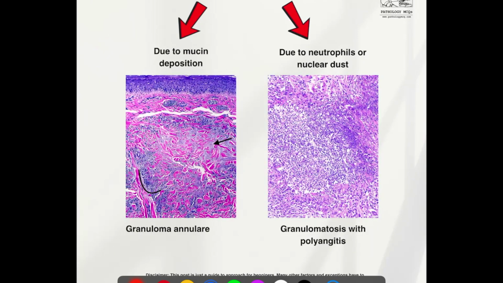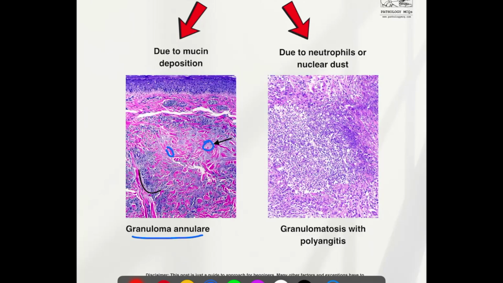Now, we'll come to see a few blue granulomas. Due to mucin deposition, you can see very clearly here that these are all collagen bundles, and in between collagen bundles, what you see is this bluish mucin. And this is something which is characteristic of granuloma annulare. However, again, this is not a hard and fast rule. When you see something like this, you can think of granuloma annulare.